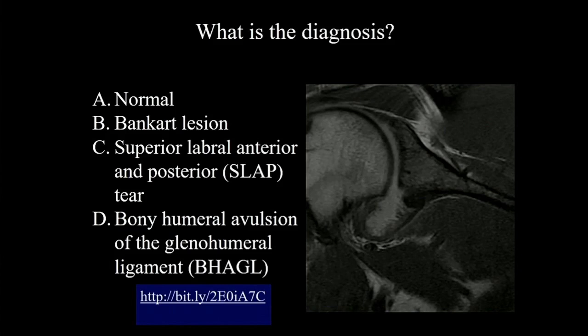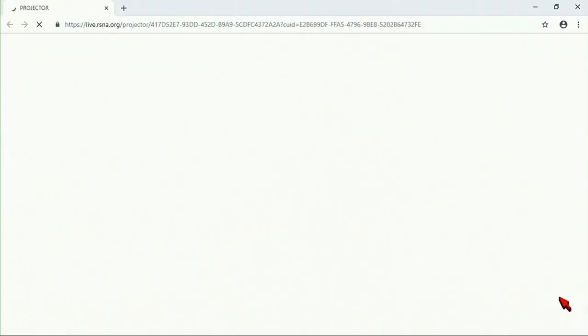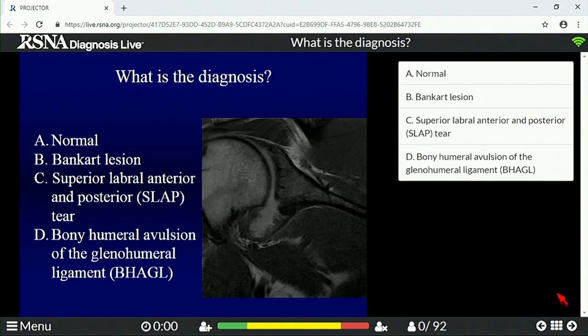How about a Bankart lesion? How about a superior labral, anterior and posterior, or a SLAP tear? Or how about a humeral avulsion of the glenohumeral ligament, which involves the bone, which we call a bagel? Okay, so which one do you think it is?